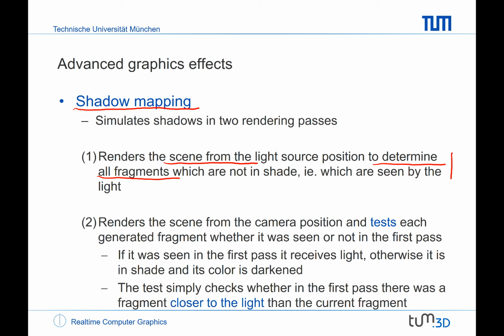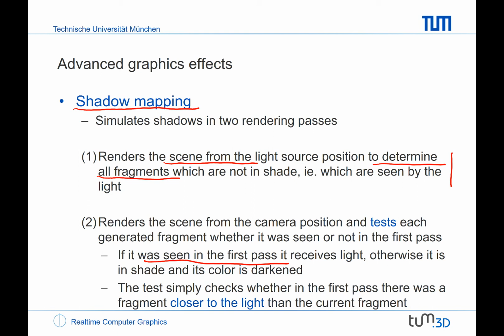So if we could keep the information that is generated in the first rendering pass over to the second rendering pass, meaning that for all the fragments that are generated in that second rendering pass, we could tell whether this fragment was seen in the first rendering pass by the light source or not, then we can immediately use that information in order to tell in the second rendering pass whether a fragment is in shade or not. And if a fragment that is rendered in the second rendering pass was seen in the first pass, it receives light. It just maintains its color, so to say, and draws that color into the color buffer. Otherwise, it is in shade and its color is darkened.